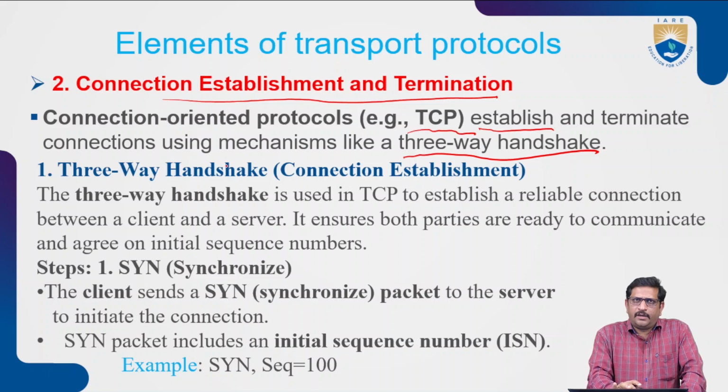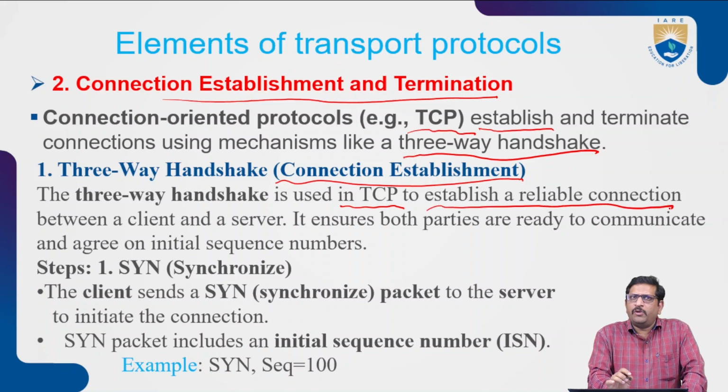What does a three-way handshake mean? It is generally used for connection establishment. The things used in a three-way handshake are the synchronization, the acknowledgement, and the acknowledgement. By using this three-way handshake, the connection can be established between the two devices. The three-way handshake is used in TCP, the Transmission Control Protocol, to establish reliable connections.